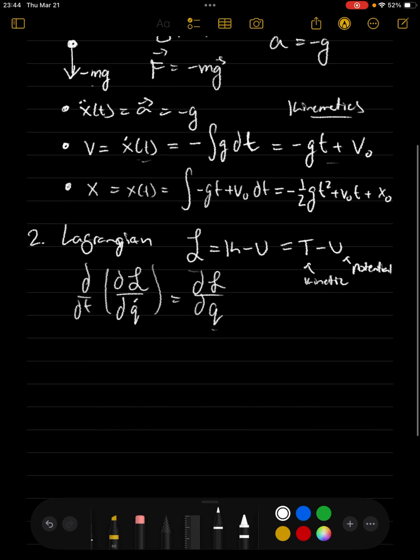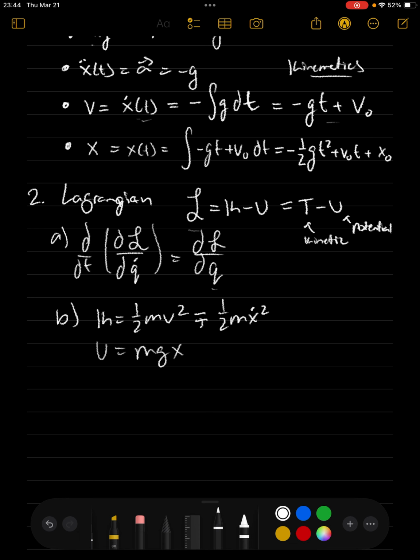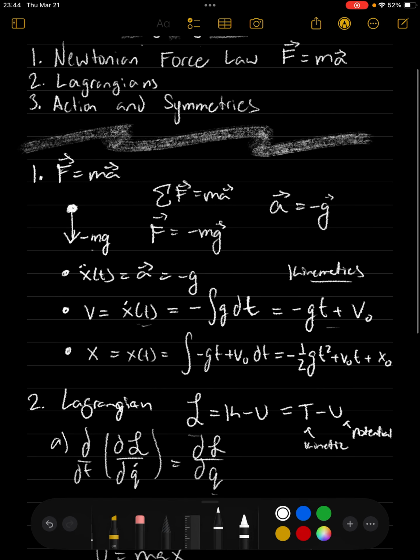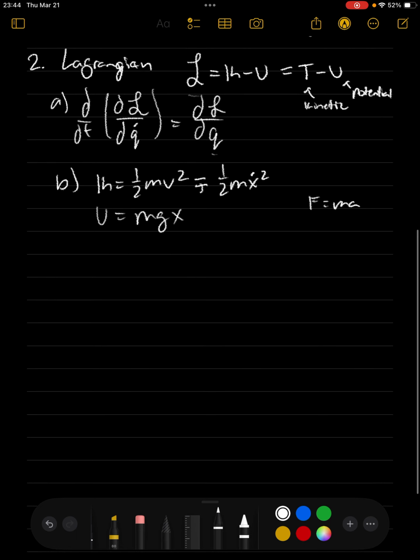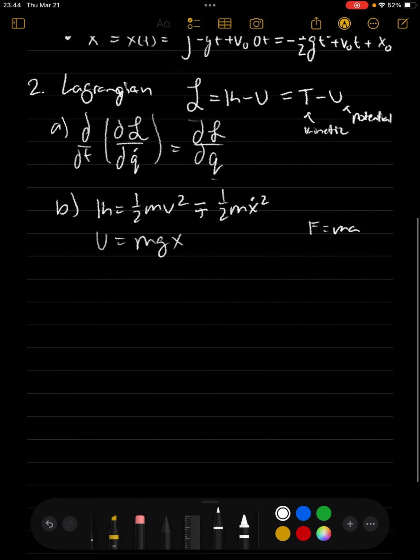So now that we have that, let's look at some examples. What if we have kinetic energy of 1/2 mv squared, and then we have some potential, which is, we'll just say, mgx. Can we get the Newtonian F equals ma equation like we did above, for literally this example, but just in terms of the energies of that system?